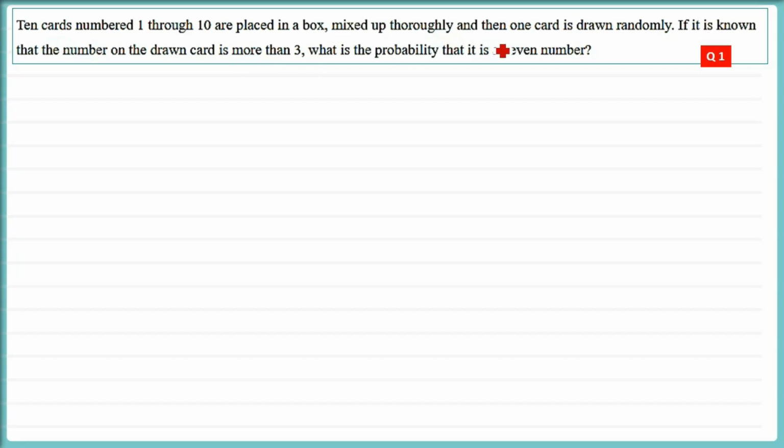The first question is: 10 cards numbered 1 through 10 are placed in a box, mixed up thoroughly, and then 1 card is drawn randomly. If it is known that the number on the drawn card is more than 3, what is the probability that it is an even number? 10 cards are there, 1 to 10. So we have to make the sample spaces of 2 different events. 1 to 10 can come, so the whole sample space will be 1, 2, 3, 4, 5, 6, 7, 8, 9, 10.